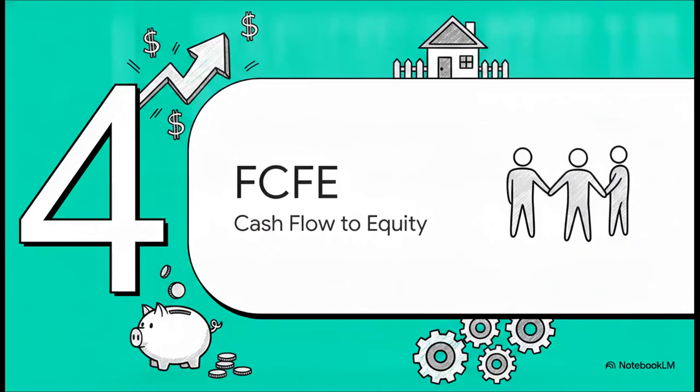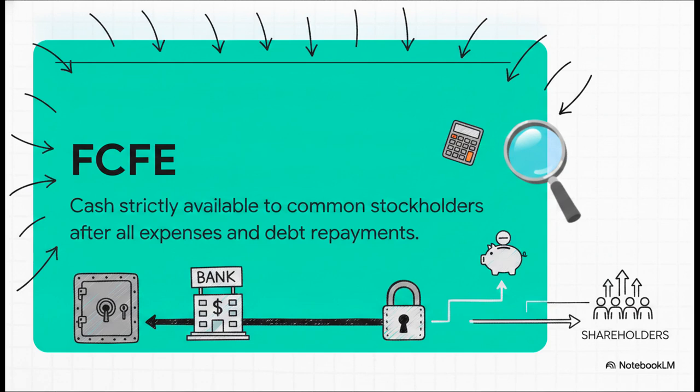Next up, Section 4, Free Cash Flow to Equity, or FCFE. But what if you only care about the shareholders? You want to know what cash is left strictly for the owners. Well, free cash flow to equity is the cash available strictly to common stockholders after all operating expenses, borrowing costs, including debt repayment, and necessary investments are made. Creditors always have a senior claim on cash, and FCFE reflects that reality by subtracting out the cash the firm is literally obligated to hand over to them.